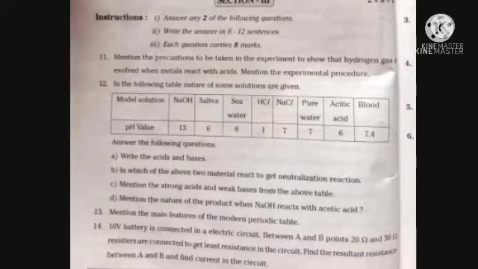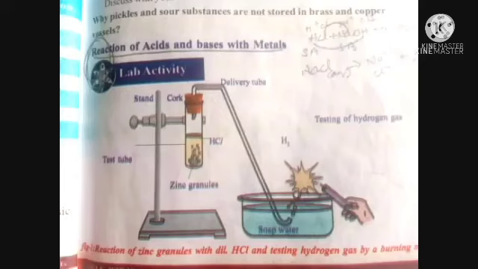Next, section 3. Section 3, the first question is, mention the precautions to be taken in the experiment to show that hydrogen gas is evolved when metals react with acids. Mention the experimental procedure. What is this experiment? To show that hydrogen gas is evolved when metals react with acids. That is, in common terms, the pop sound experiment. Acids react with metals and produce hydrogen gas.